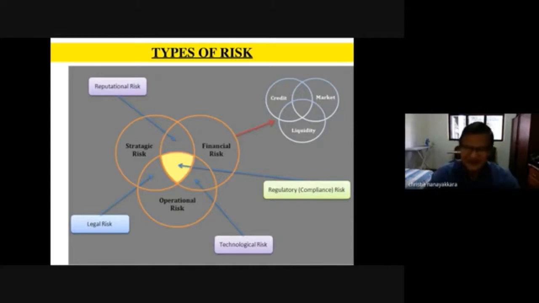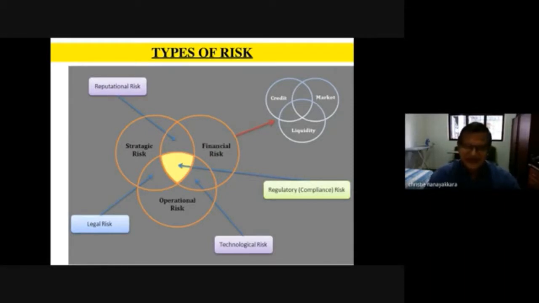Then the events can be internal or external. I explained to you, fraud is an internal event. An external event can be a robbery. There could be other areas like fire, theft, flooding, even a tsunami. These are external events that could result in loss to a bank, and those losses are also categorized as operational risk.